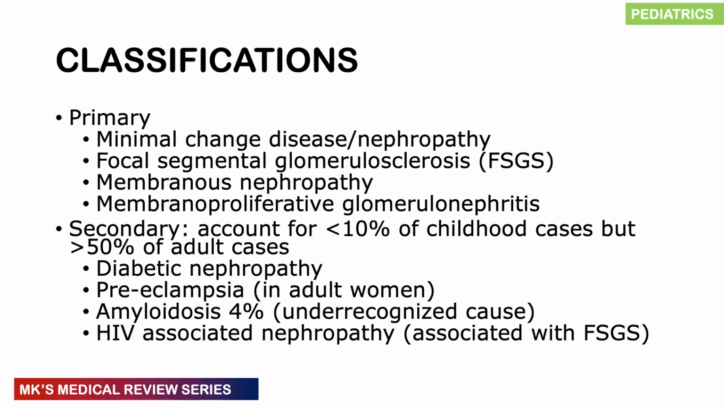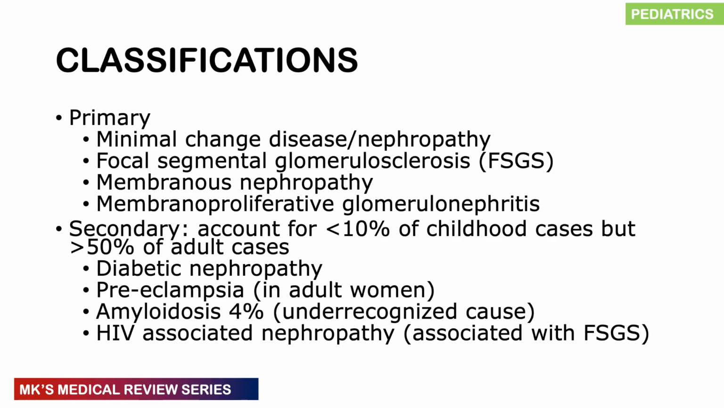You may divide it as primary, where we really don't know what is the cause. Often it's idiopathic, it's immune mediated. Or secondary, which is secondary to a much bigger disease. So the primary nephrotic syndromes are the minimal change disease or minimal change nephropathy, which we will discuss in this particular video. You have the focal segmental glomerulosclerosis. You have the membranous nephropathy. You have the membranoproliferative glomerulonephritis. The last two, especially the membranoproliferative glomerulonephritis, can actually also be seen as a nephritic syndrome.